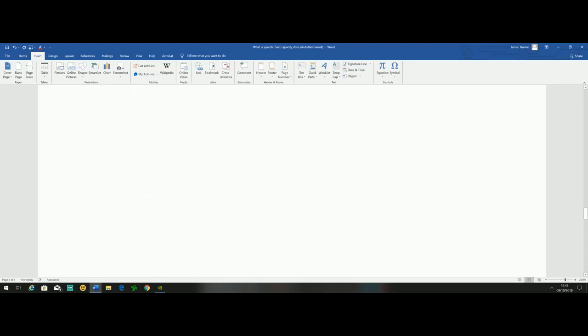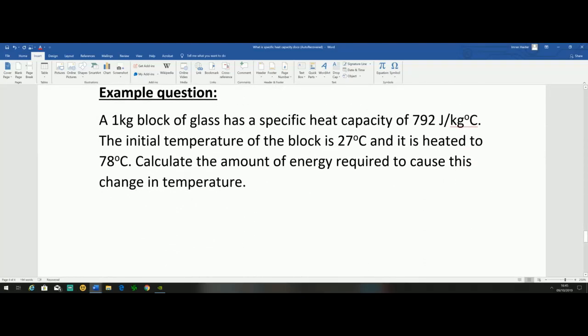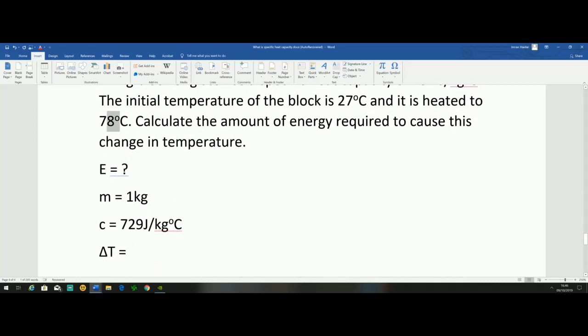That's your end answer. So if we go to an example number 2 question, it says here, a 1 kilogram block of glass has a specific heat capacity of 792 joule per kilogram degrees Celsius. The initial temperature is 27 and it's heated to 78. Calculate the amount of energy. Again, this is asking for the amount of energy. Our temperature's gone up because it was 78 at the end, but it started at 27, so it's a positive temperature change. It's going to be 78 take away 27, 51 degrees Celsius.